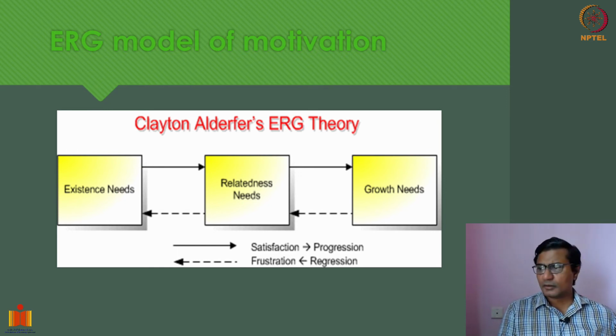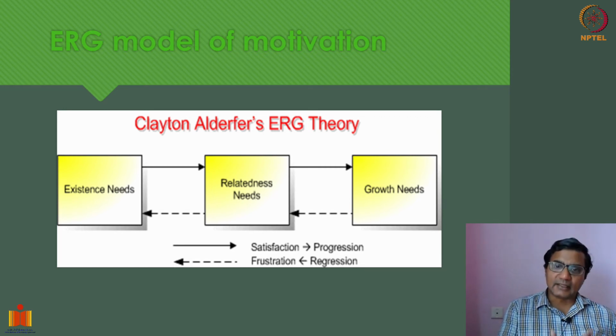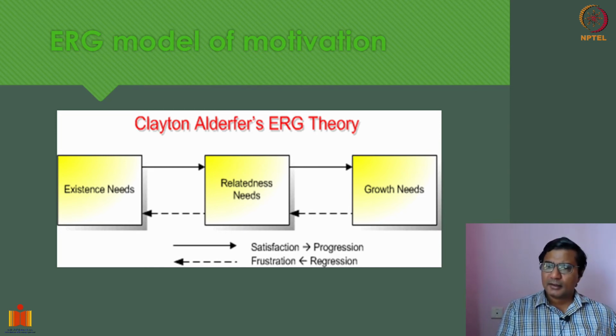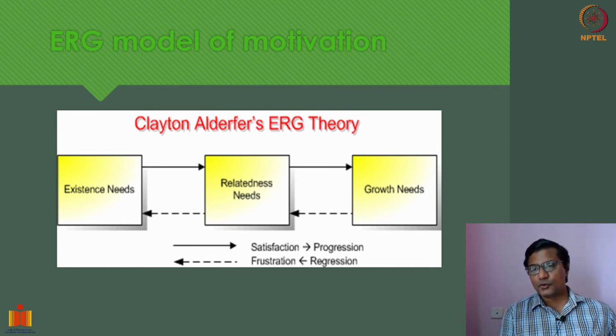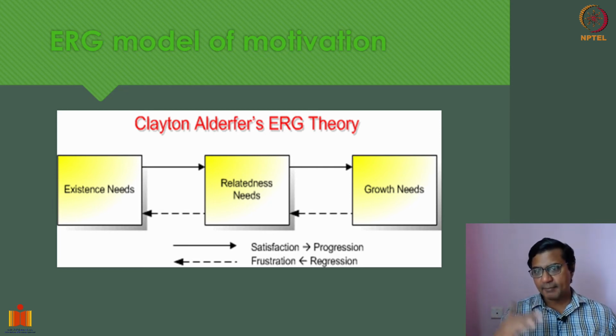Say your organization is not offering you growth opportunities. What will happen? You will go back to relatedness needs. You will try to get satisfied or happy with your friendship. You will not even worry about growth needs. But after some time, when relatedness needs are saturated, you will again go to the growth need. So this is like a video game. One level you crossed, and then something happened, you fall to the previous level, and when you have mastered that level, you will go to the next level. The entire thing will happen continuously.